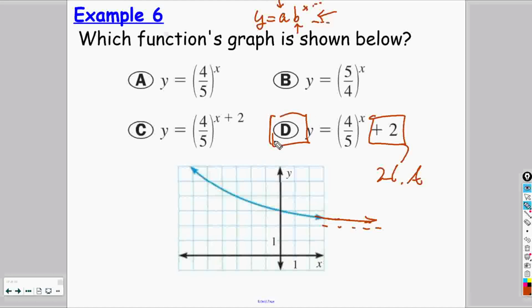Another thing to look at would be the value of b. Now, we just talked about the difference between exponential growth and exponential decay, and notice one of these is talking about exponential growth. 5/4 is bigger than 1, so that's talking about exponential growth, which is something that we don't see in this function. All the others are talking about exponential decay. So that'd be an easy way to get rid of one of these options, limit the options that we have available for us.